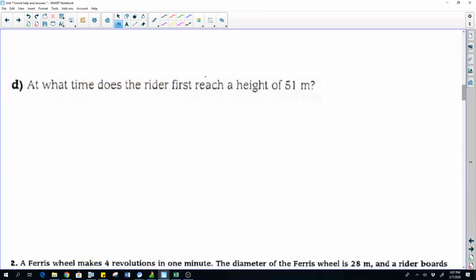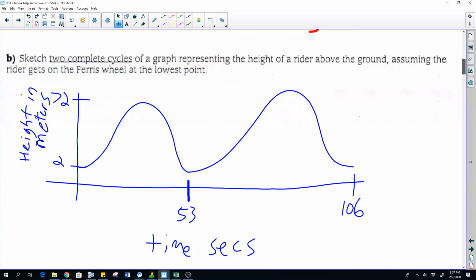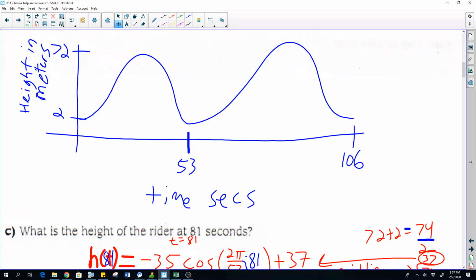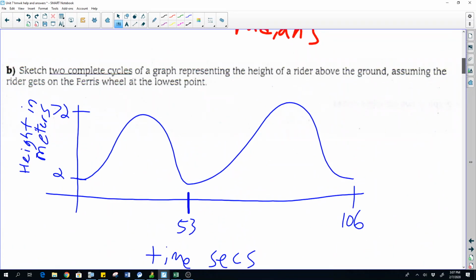So we're doing that same function again, h of t is equal to negative 35 cosine of our period, which is just 2 pi over 53 seconds, one full cycle, times x plus 37, the midline. And now, what time does the rider first reach a height of 51 meters? We could take an educated guess for fun. It says 51 meters.